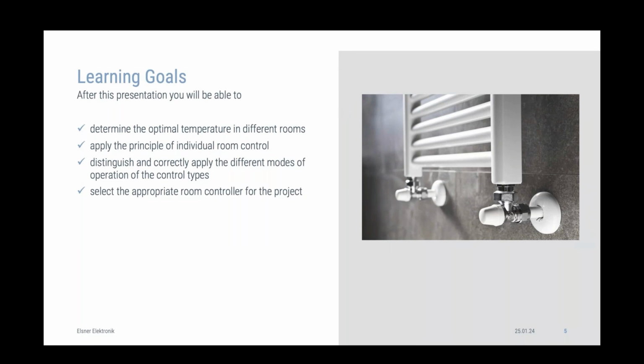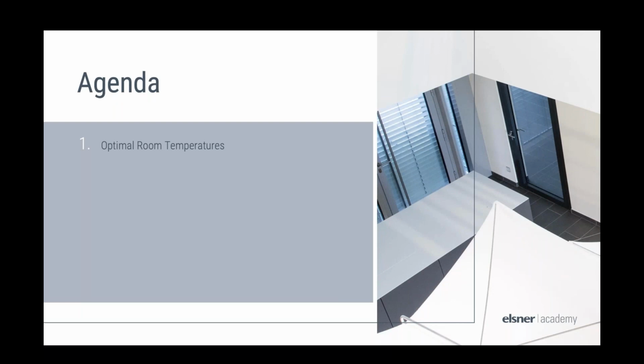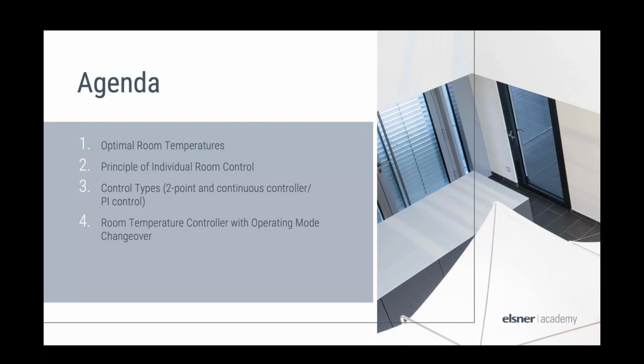Next up, the agenda. First, we'll have a look at the optimal room temperatures, because they are different than you might expect. Secondly, we will learn about the principle of individual room control. After that, we're going to discuss different control types, for example, the 2-point and the continuous controller, but also the PI control. Next up, we will learn about the operating mode switching in the room temperature controller, and afterwards we will talk a bit more about the two-stage heating. In the last part of the webinar, we will show some of our devices that we manufacture here in Germany, all the components that you will need to achieve individual room control.